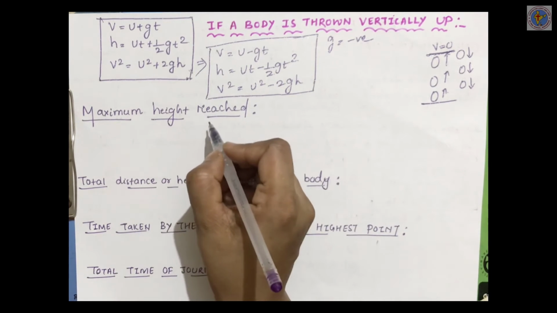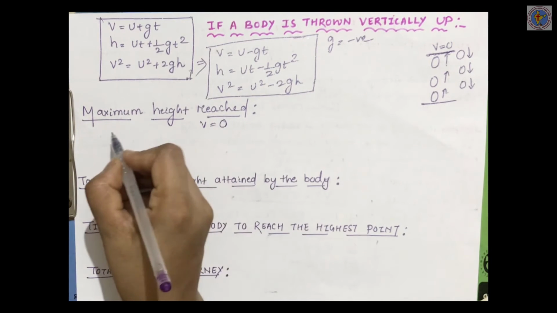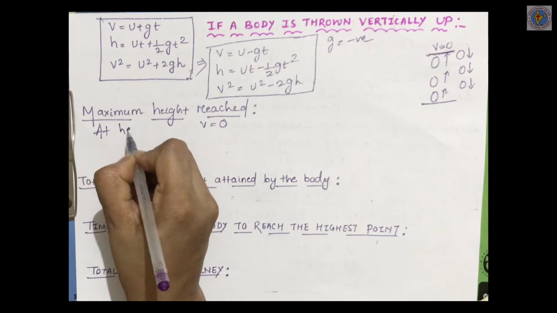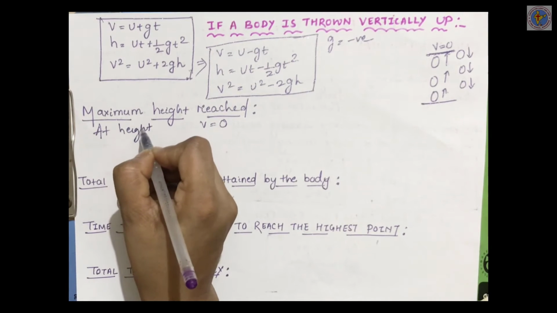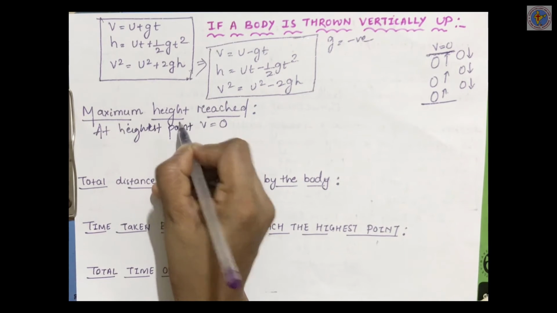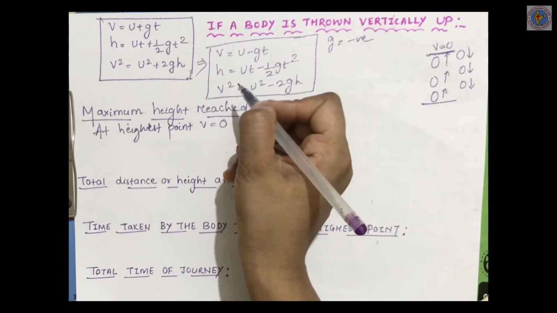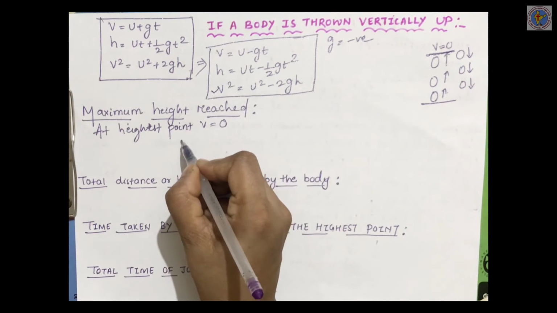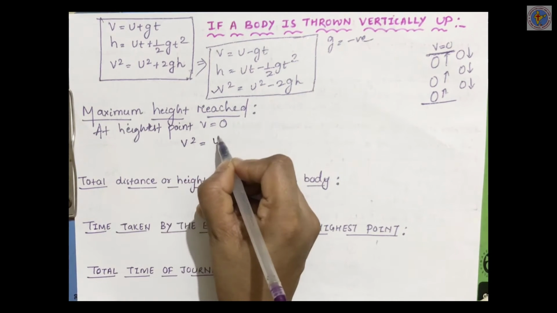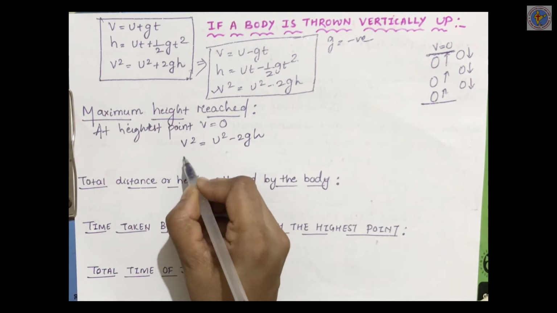As I told you, maximum height is at the highest point, where v is equal to 0. So we need to find h. Let us take this equation: v square is equal to u square minus 2gh, and here v will be 0.